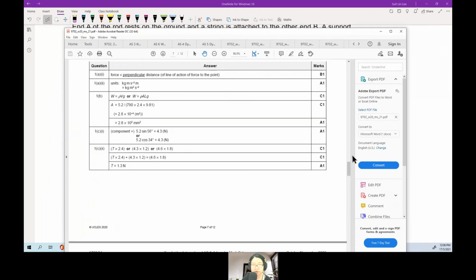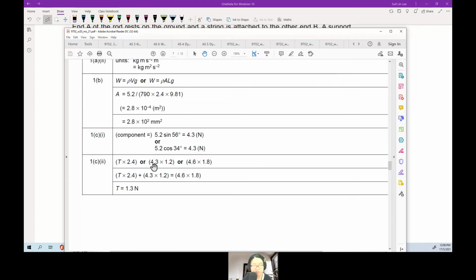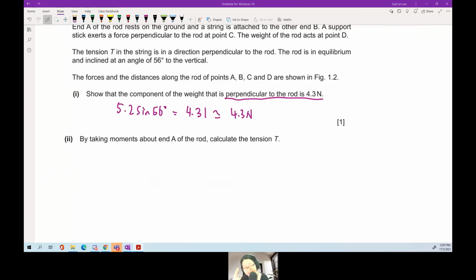Look at the mark scheme. Okay, you see here? Did they take 4.3? So if you want to look like the mark scheme, you should also take 4.3. But Miss, if I take 4.31, then my answer here is slightly different. Can? Can. No problem, as long as you show your substitution and your working clearly. And I will guarantee you that somebody here will have that sense of doubt again when they do some other random question or random paper. If that happens, look at the mark scheme to reassure yourself.